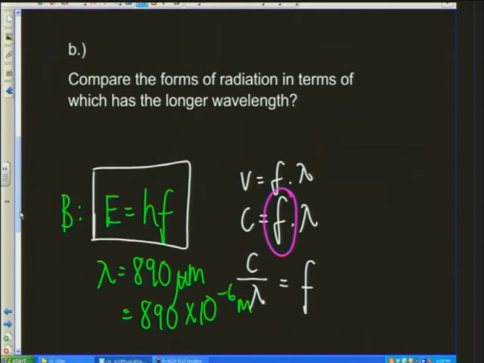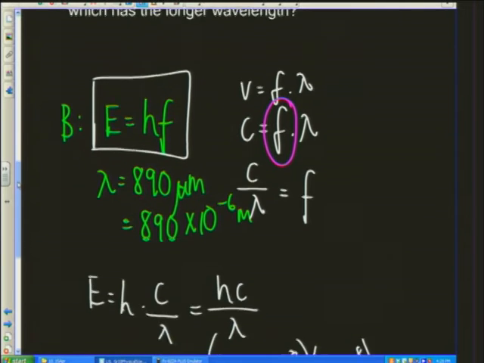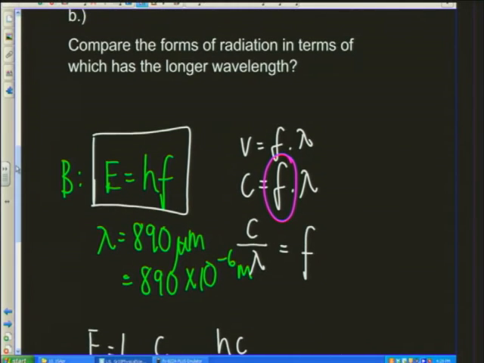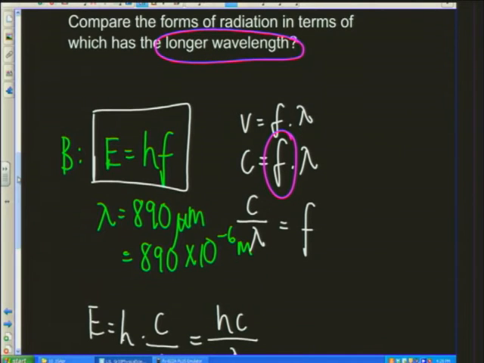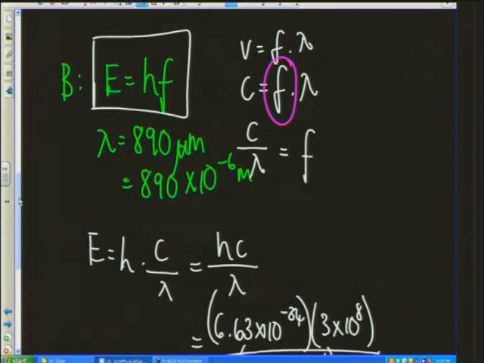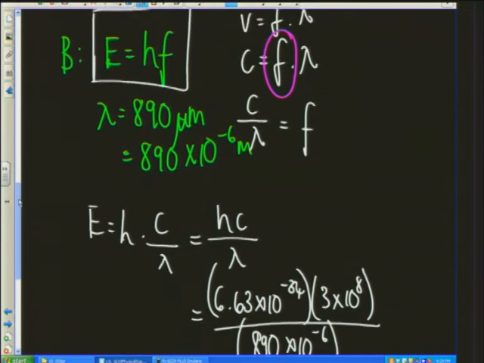The next one, part B. Compare the forms of radiation in terms of which has the longer wavelength. When we speak about wavelength, recall we're dealing with the distance of one complete wave. As you consider the distance of one complete wave, you're thinking through things like, well, what is its energy? What is its frequency? Those can certainly help you.